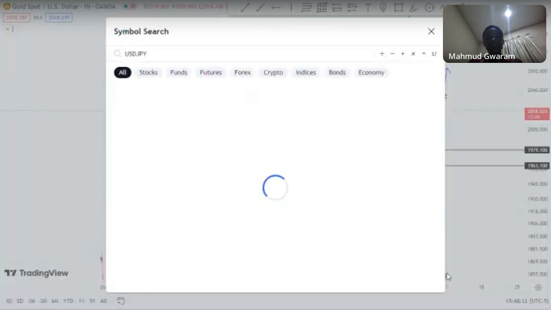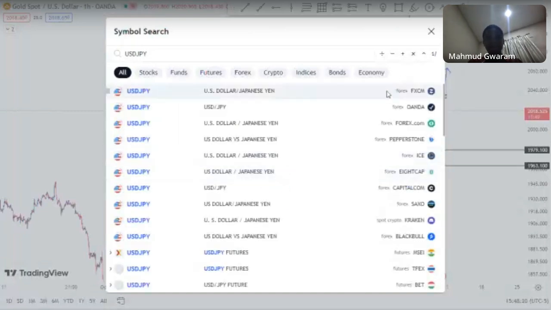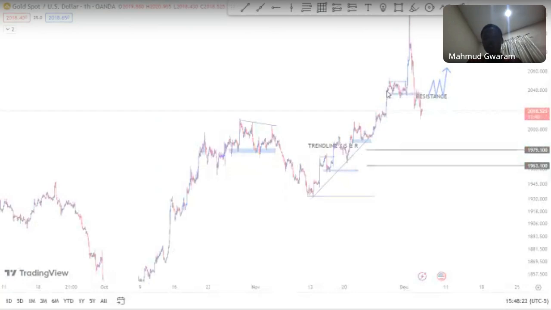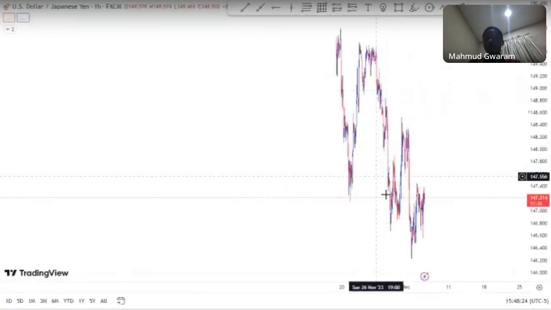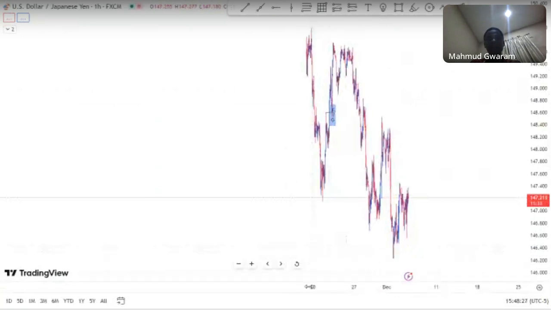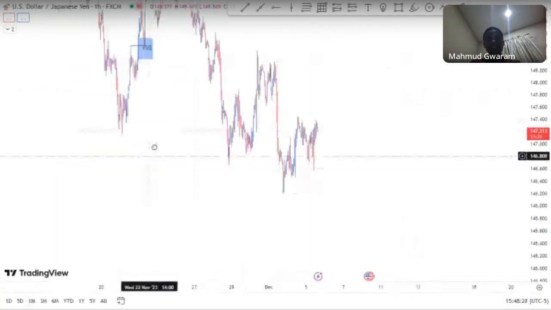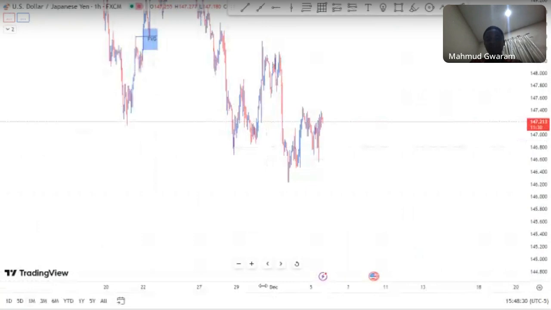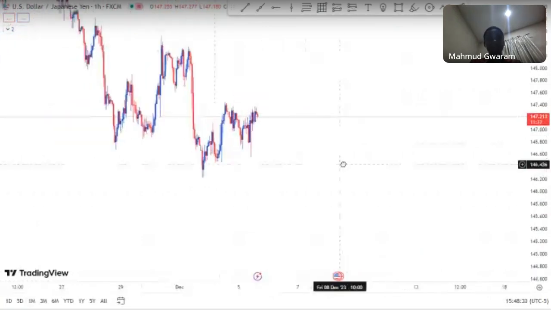I want a complex one. When the market is moving, try as much as you can to do your analysis when the market is moving. That's what I'm trying to tell you.